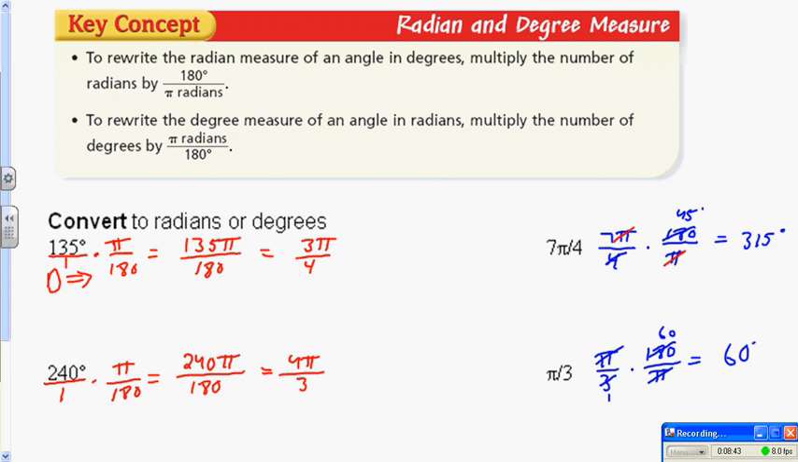So here ends our 13.2 Part B lesson. We have one more, and that's going to cover how to fill out the unit circle.